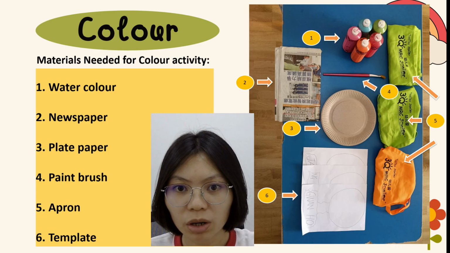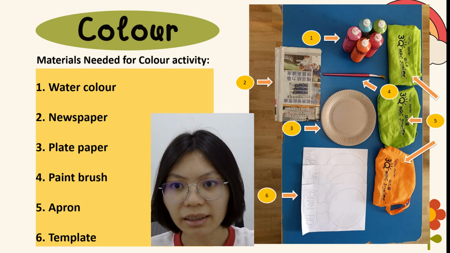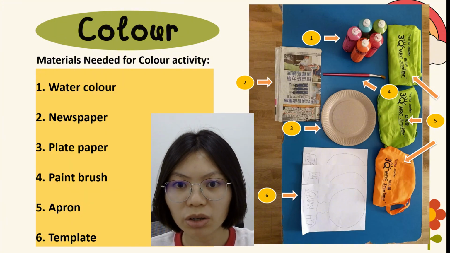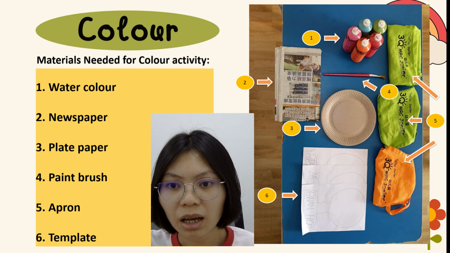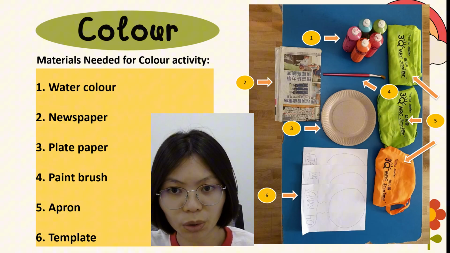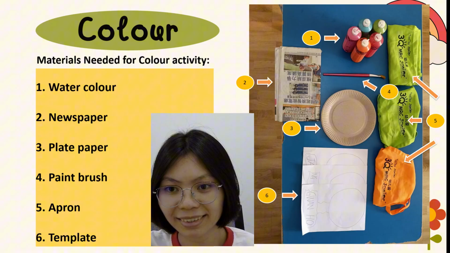You can explore how colors look on paper, make patterns, and decorate a picture in your own special way. First, I will show you the materials: watercolor pens, a plate to hold the pen, newspaper to keep your desk clean, pen brushes, aprons to protect your clothes, and A4 paper with a pre-drawn picture.